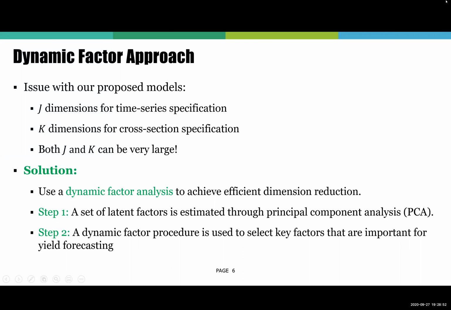In step 1, a set of latent factors is first estimated through PCA. And in step 2, a dynamic factor procedure is used to select key factors that are important for yield forecasting. Empirical results to be presented shortly demonstrate the effectiveness of our proposed dynamic factor approach at identifying key factors and dimension reduction.